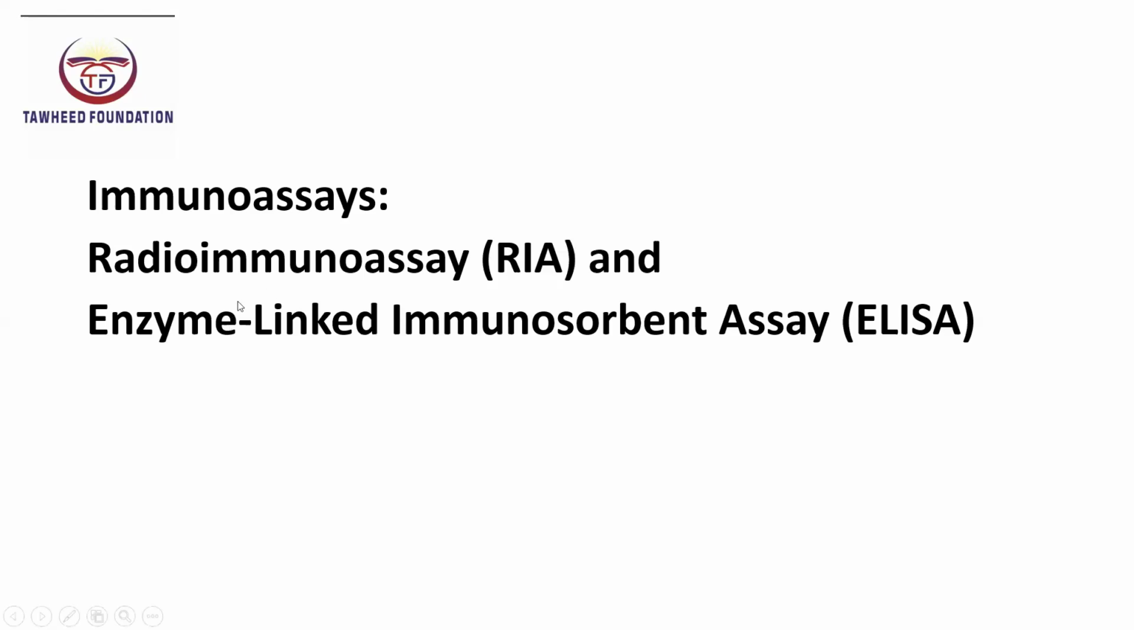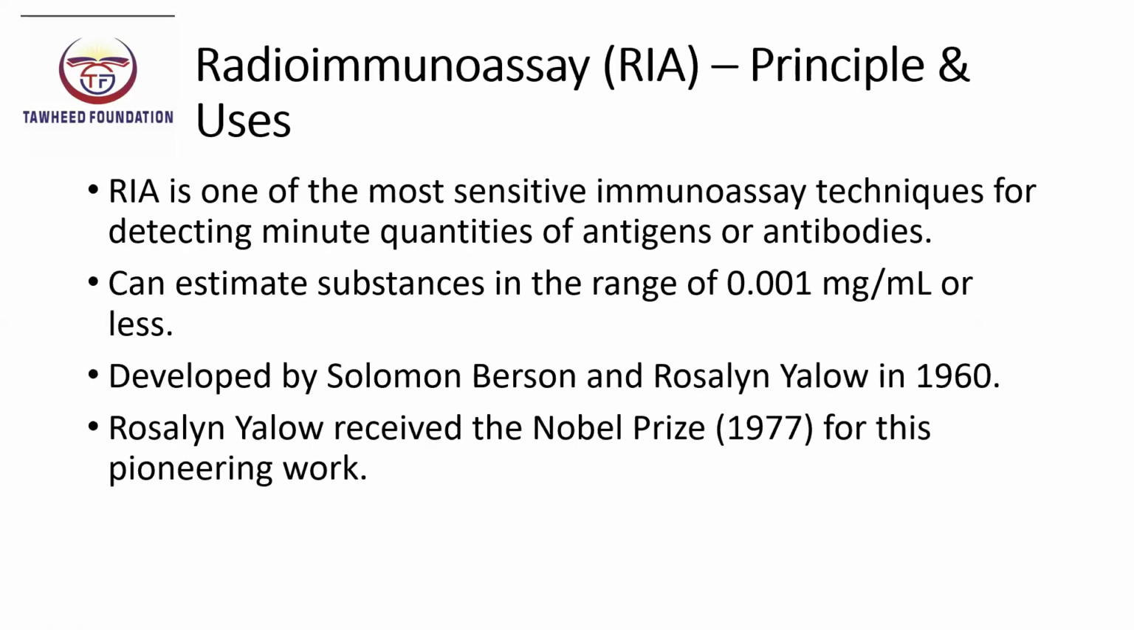ELISA is an enzyme-based immunoassay technique used for the detection and quantification of antigens or antibodies in a sample. Instead of a radioactive label, an enzyme such as horseradish peroxidase, that is HRP, or alkaline phosphatase, that is ALP, is attached to the antigen or antibody. So let's start with radioimmunoassay, that is RIA, principle behind this and uses.